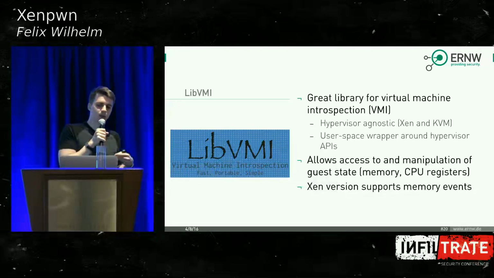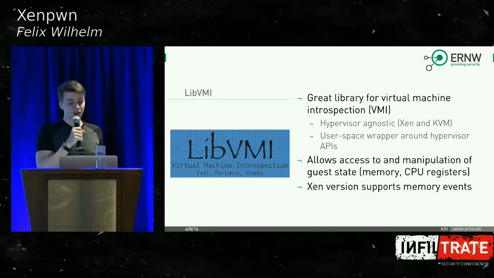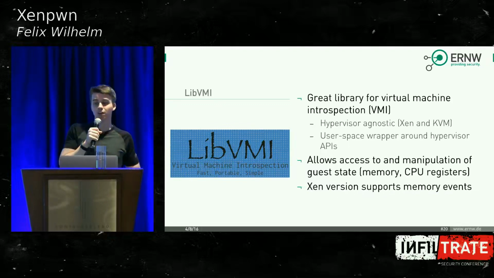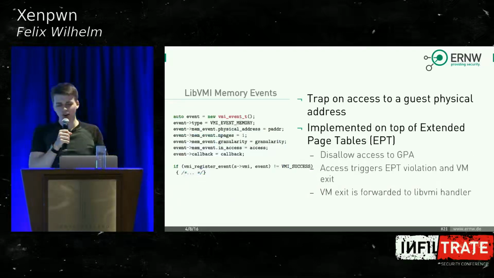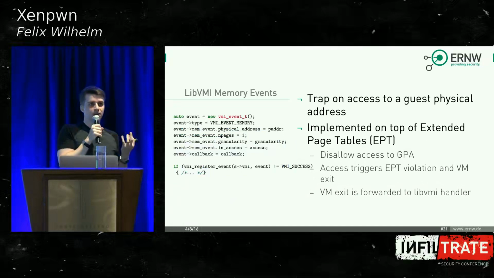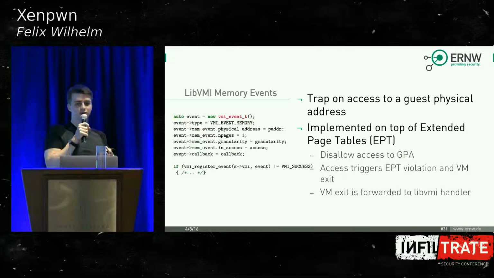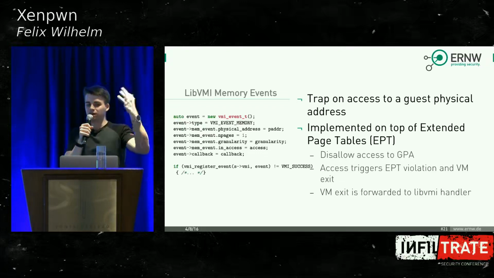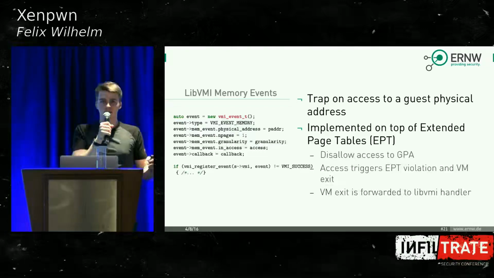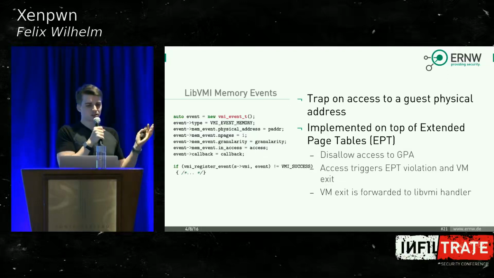And for us, most importantly, our level 0 hypervisor is a Xen hypervisor, and the Xen version of libvmi supports a feature called memory events. Memory events basically give us the feature to trap on access to a guest physical address. So we can say every time the guest, in this case still our nested hypervisor, accesses a certain physical address, we get a notification and our function gets called. And this is really easy.